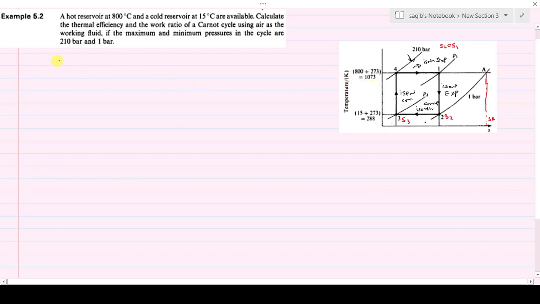So we have temperature T1, and that is 800 centigrade. When you convert into Kelvin, it becomes 1073 Kelvin. And T2, that is the lower temperature, is 15 centigrade. Add 273 to convert into Kelvin, so it will be 288 Kelvin. Next we have to find the Carnot efficiency, and then the work ratio. Finding the Carnot cycle efficiency is very easy, but you have to do lots of calculations in order to find the work ratio.